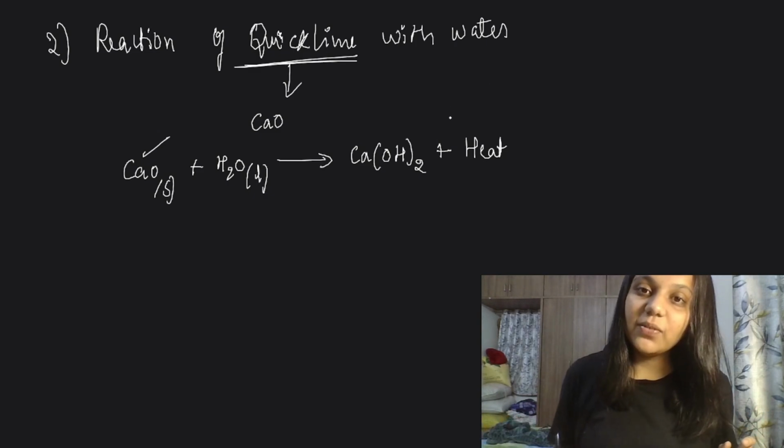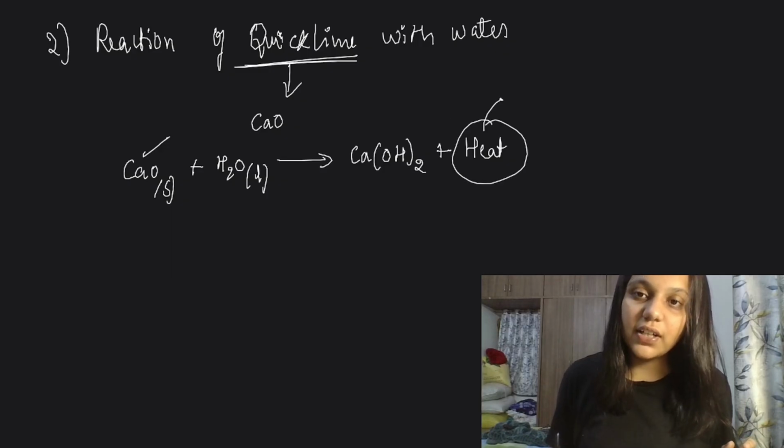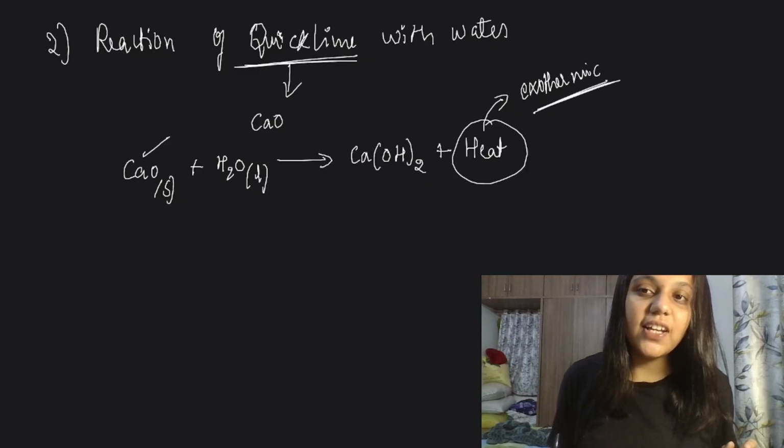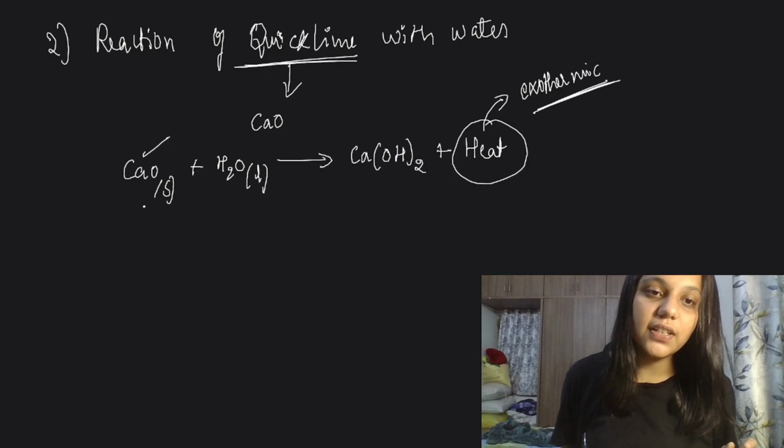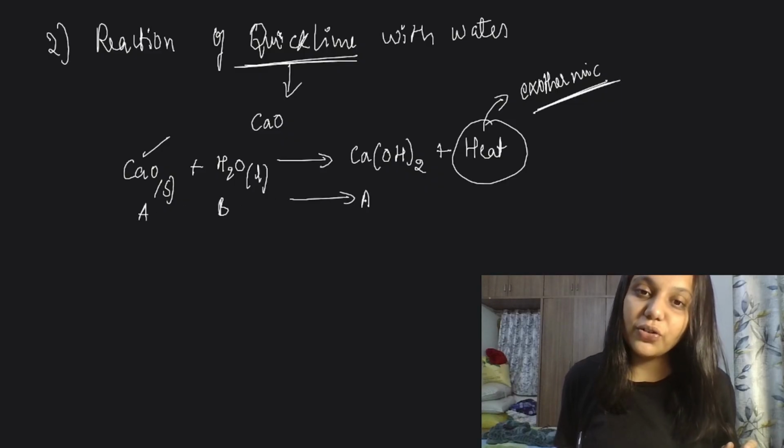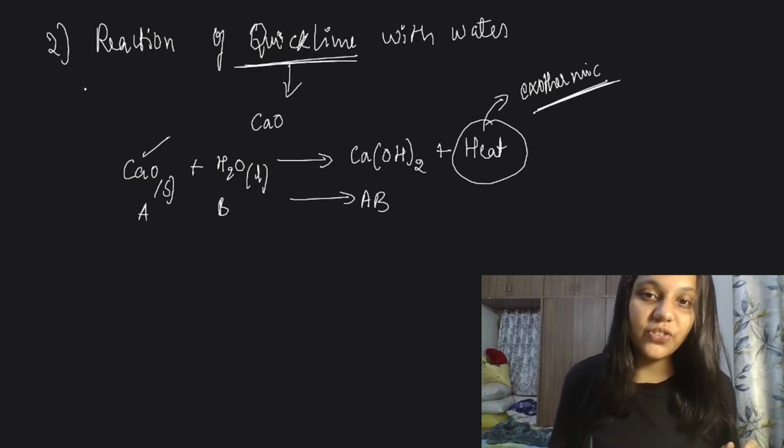Why is it getting hot? Because there is a release of energy. If there is a release of energy, we call this reaction an exothermic reaction, right? And we can also see that if you consider this as A and this as B, there is a formation of AB here. Okay, this is also a great example of a combination reaction.